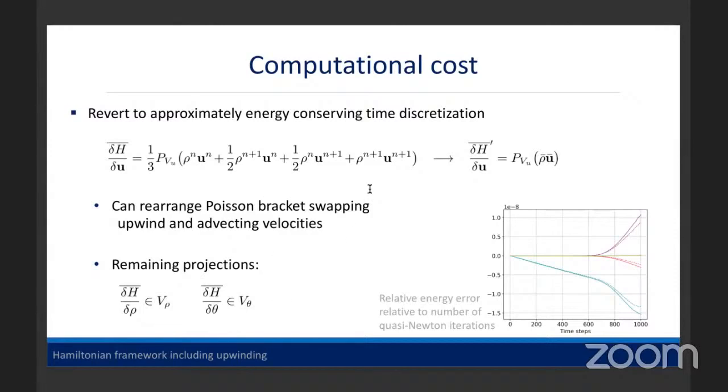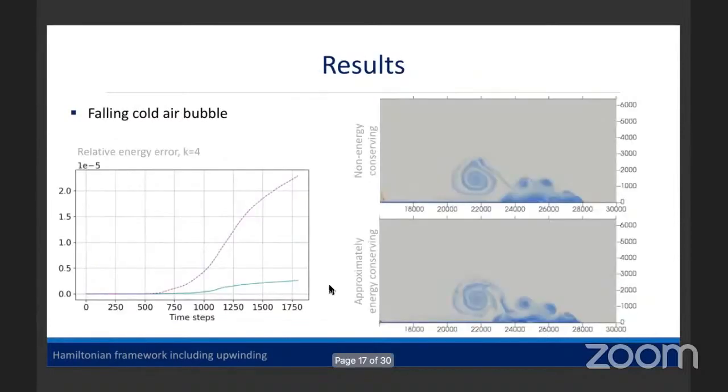So in other words, if you do the simplification, and if you only do 4 Picard iterations, Newton iterations per time step, then this approximately energy conserving scheme is only marginally more expensive than a comparable scheme that wasn't derived in a Poisson bracket framework and a Hamiltonian framework. So we're sort of looking at an equal kind of cost scenario. So let's do the comparison here.